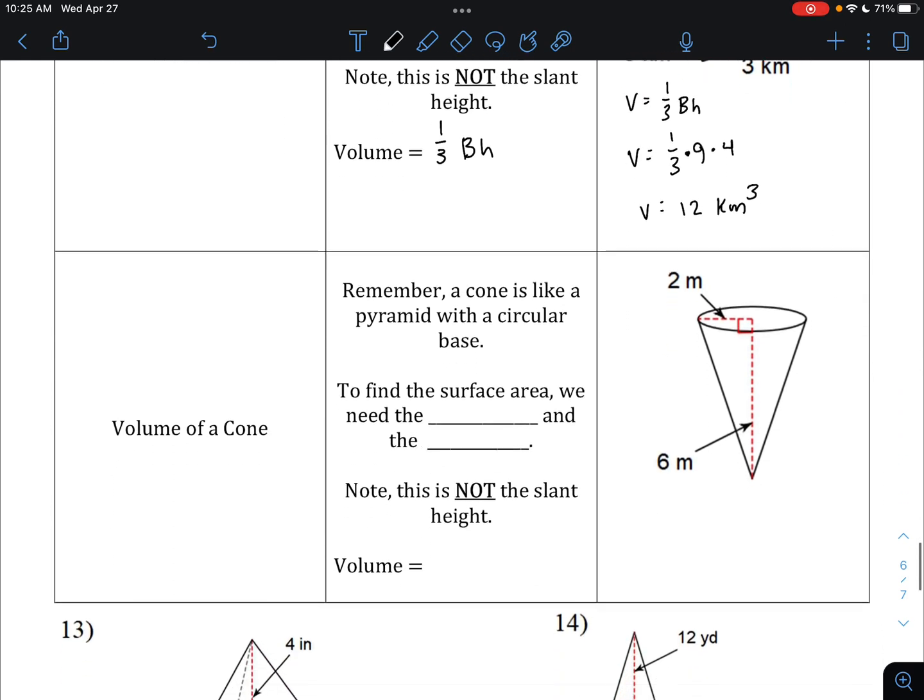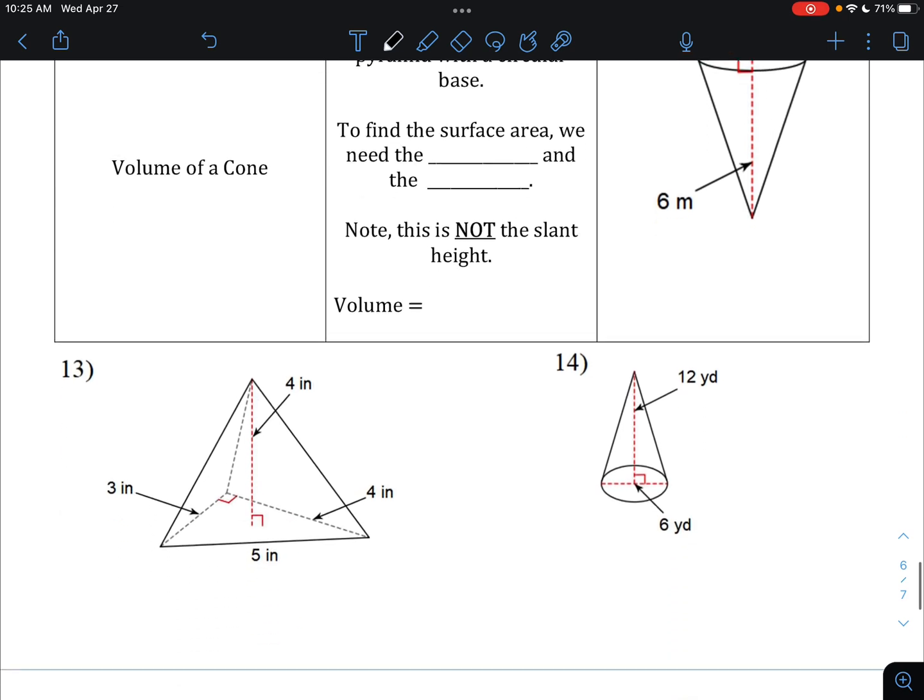Now, I'd like us to try this next example, example 13. See if you can find the volume of a pyramid on your own. So pause the video, and then once you're done, unpause it, check your work. Go ahead and try it.